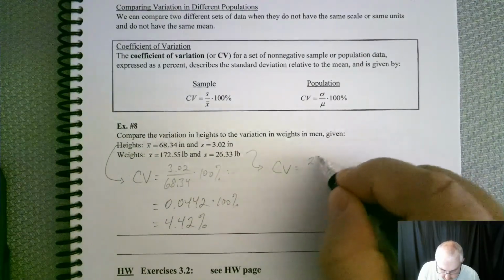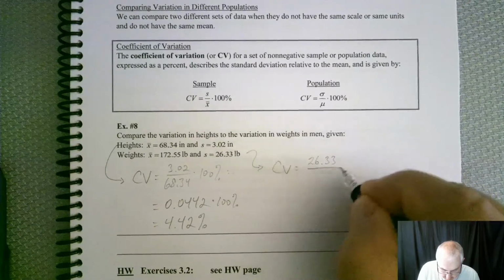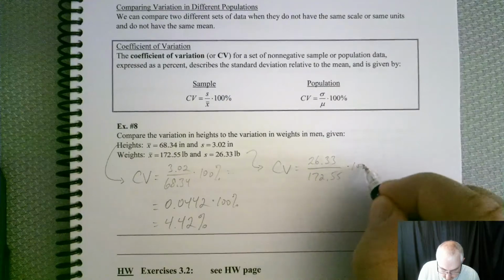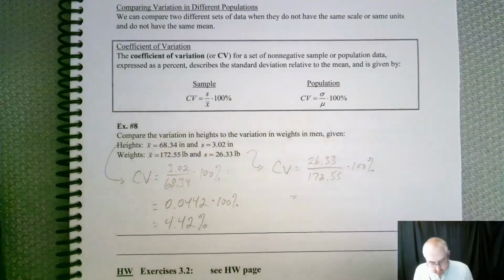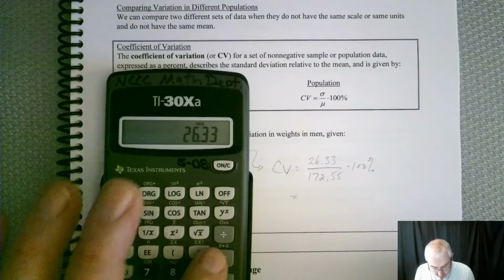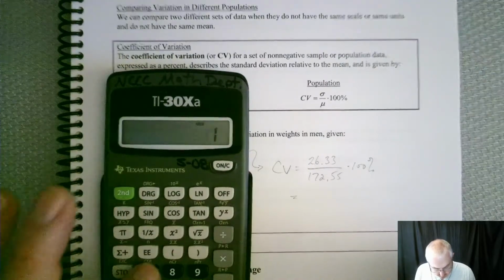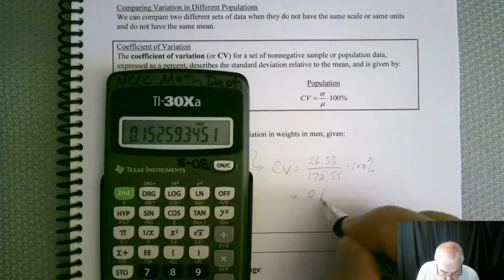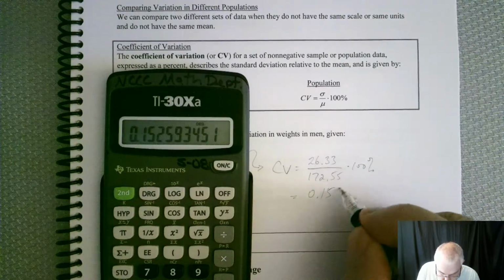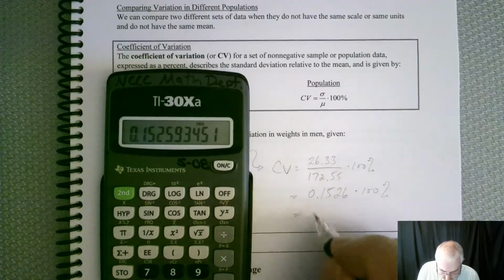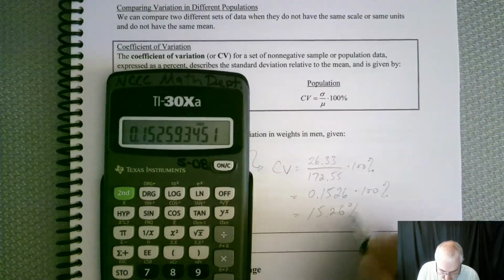So we have 26.33 divided by 172.55. Okay, let's see what that gives us. 26.33 divided by 172.55 equals 0.1526. So 15.26%.